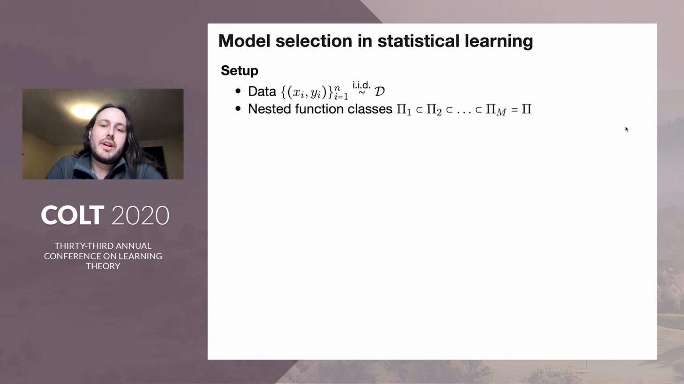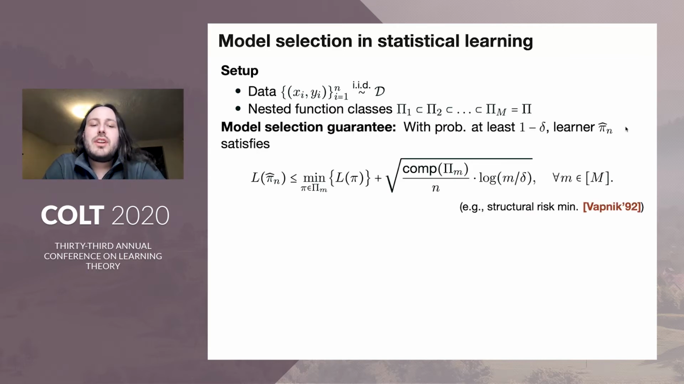So in statistical learning, model selection algorithms allow us to adapt to the complexity of our hypothesis class. Let's say we have a hypothesis class or policy class Pi that decomposes as a nested sequence of classes Pi_1 through Pi_M. Then what model selection algorithms ensure is that for every little m, our risk relative to the risk of the best policy in Pi_m scales only with the complexity of Pi_m and not with the complexity of the whole policy class Pi.